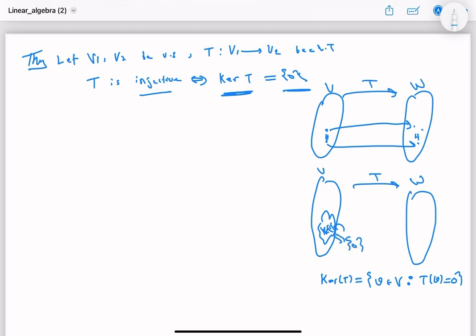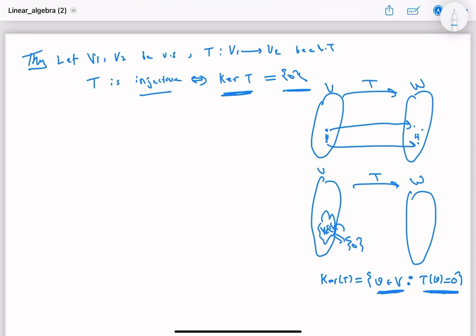In other words, the only vector in the domain that goes to 0 by T is the 0 vector, right? So this is what we want to prove. So let us prove this, and before that, let me just tell you why this is important.